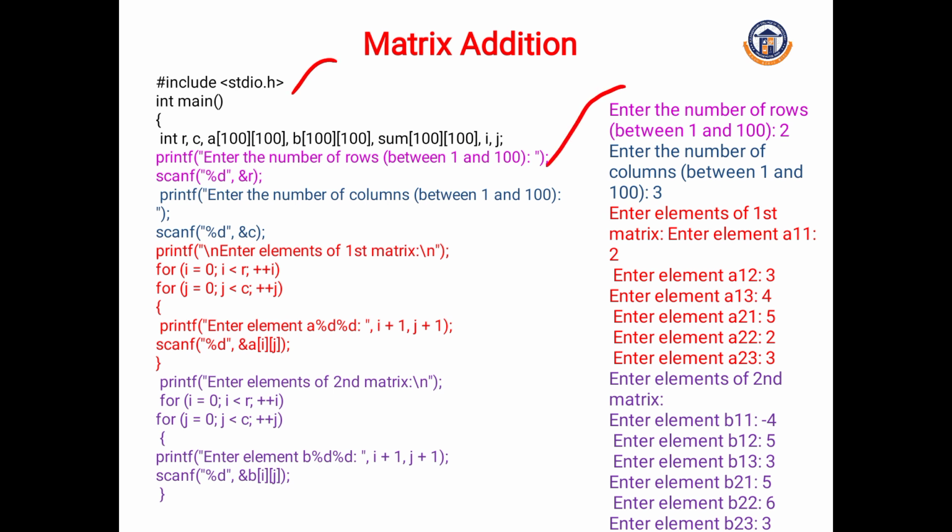So with this we have entered the number of rows as 2 and the number of columns as 3. Next, the printf statement for the first matrix. As I stated earlier, in order to print or scan a 2D array, we need 2 for loops. The first for loop is for rows and the second for loop is for columns.